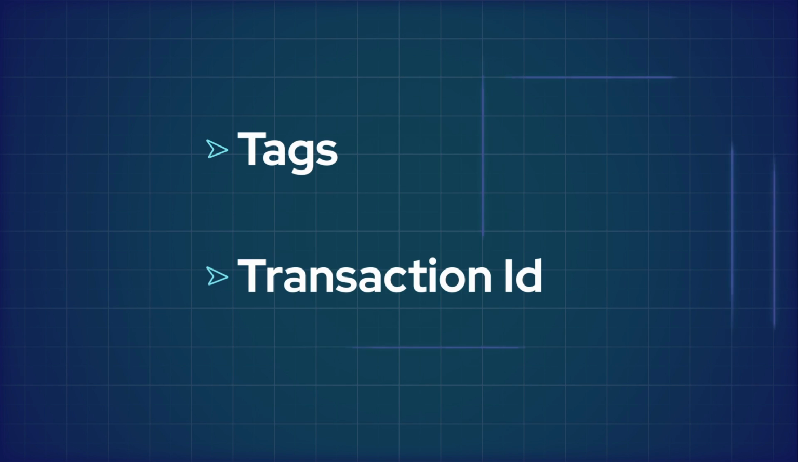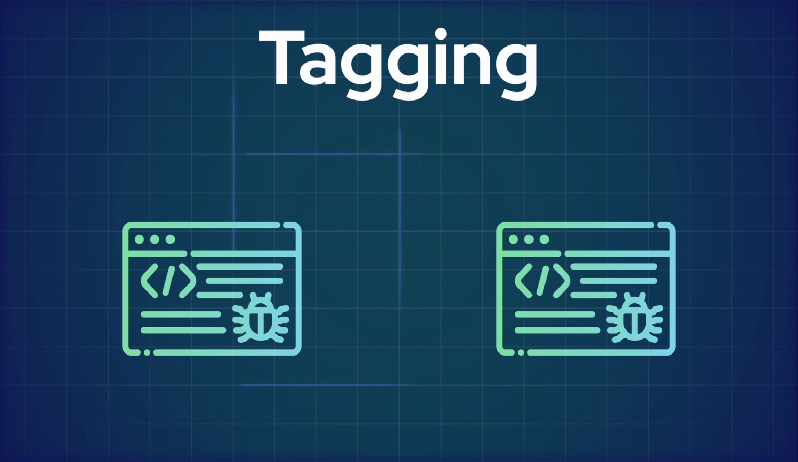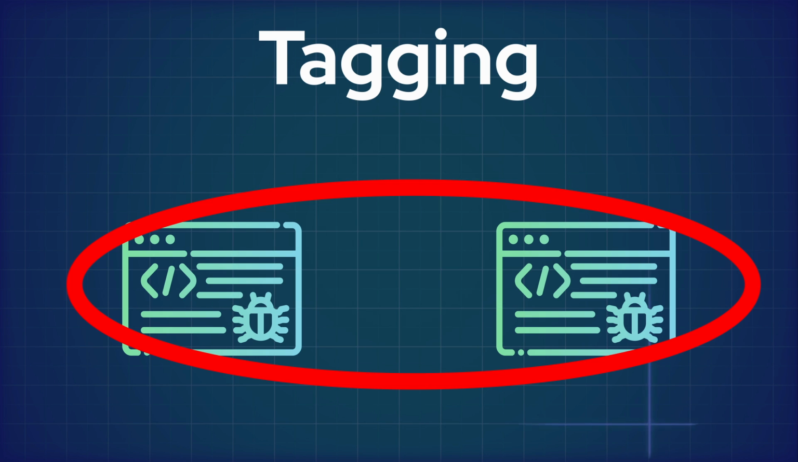To get the most out of Nebula, we need to use the additional features to better categorize our logs. These come in two flavors, tags and transaction IDs. Tagging is the idea of grouping logs by functionality. This means we can categorize logs together that are part of a larger business process.